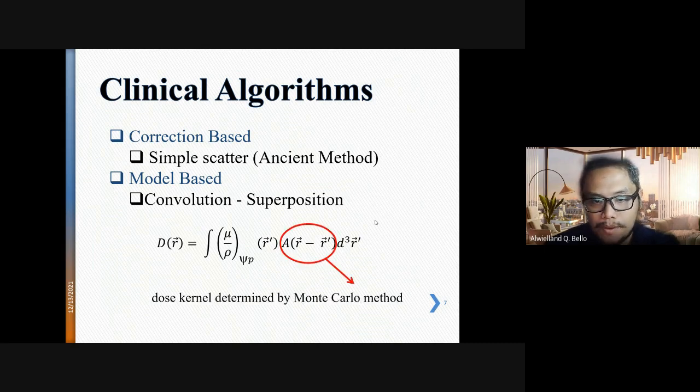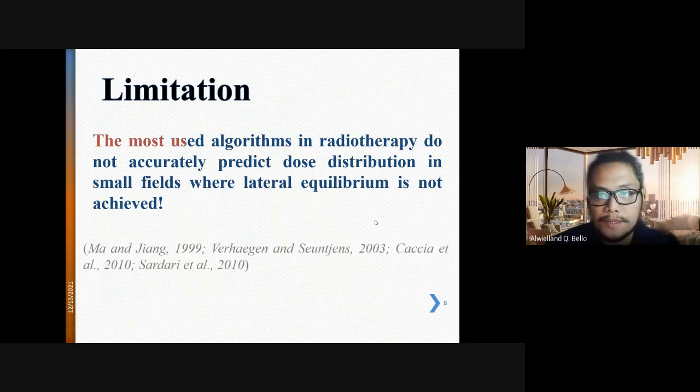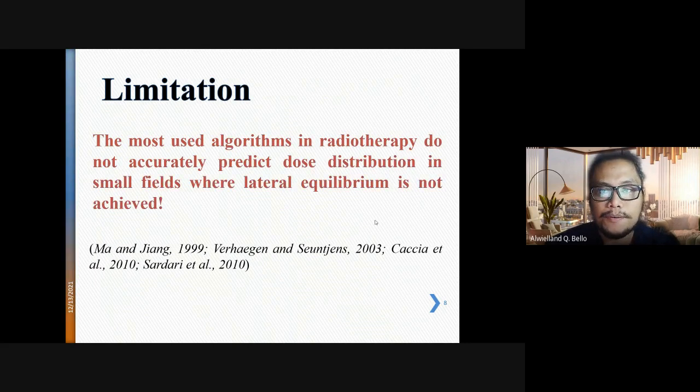below, and A as a function of R minus R prime is what we call the dose kernel determined by the Monte Carlo method. So far the limitation is like this. Most algorithms in radiotherapy do not accurately predict dose distribution in small fields where lateral equilibrium is not achieved. That is according to Ma and Jiang in 1999, Verhagen and Shingen 2003, and Katsia et al. and Sardari et al.